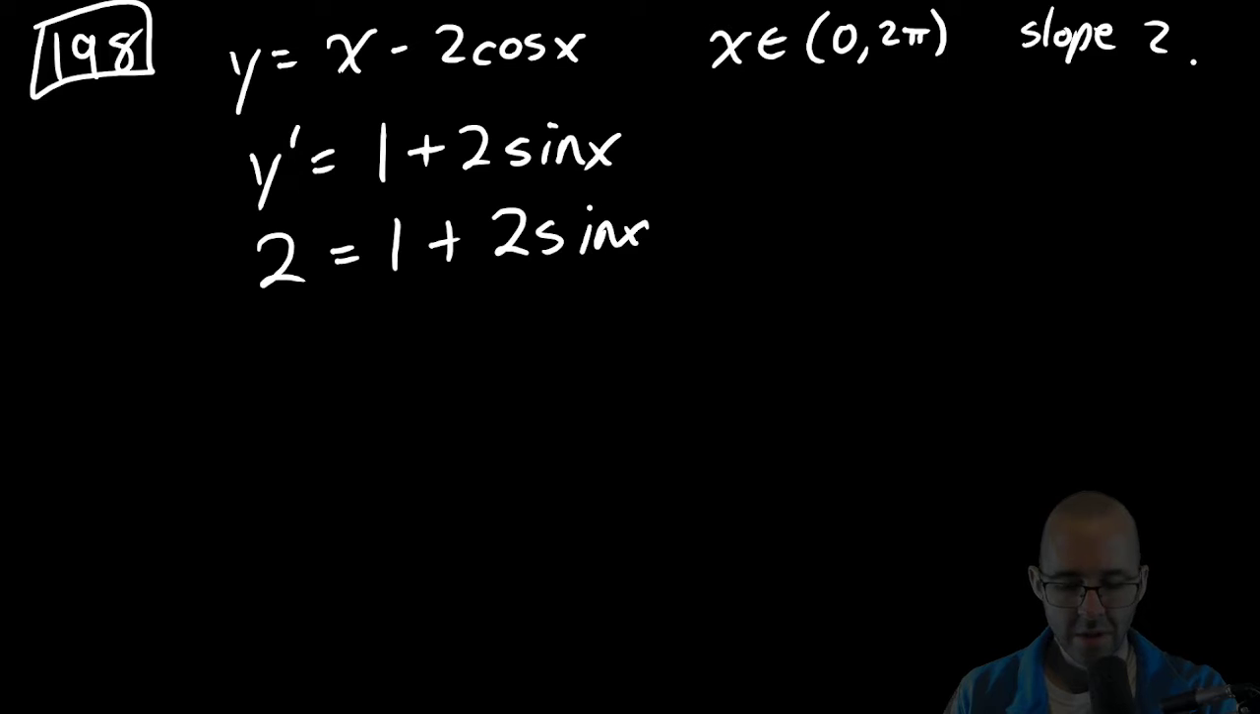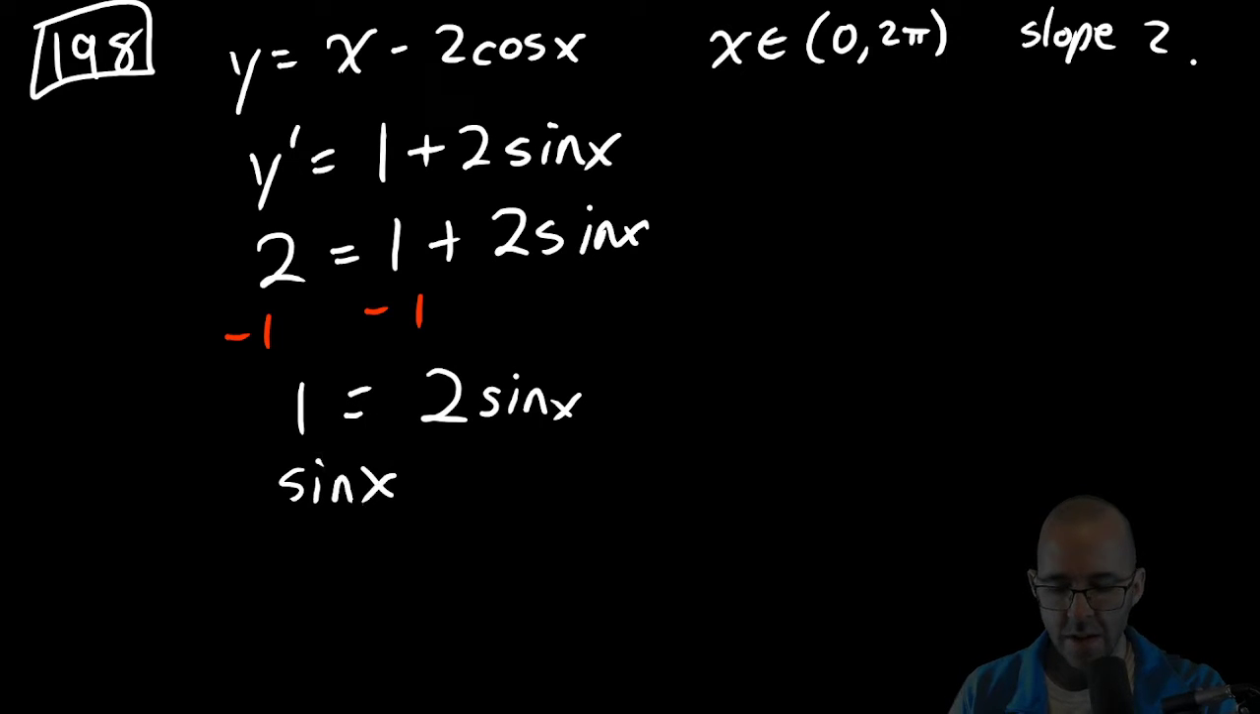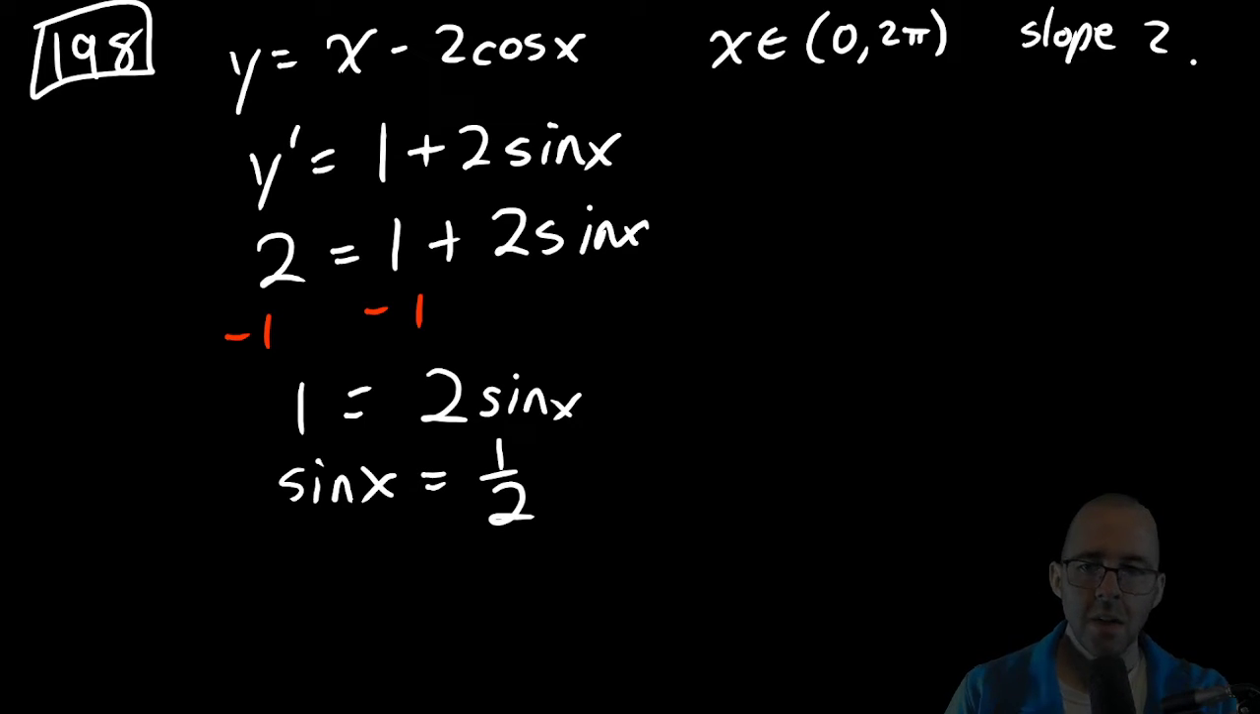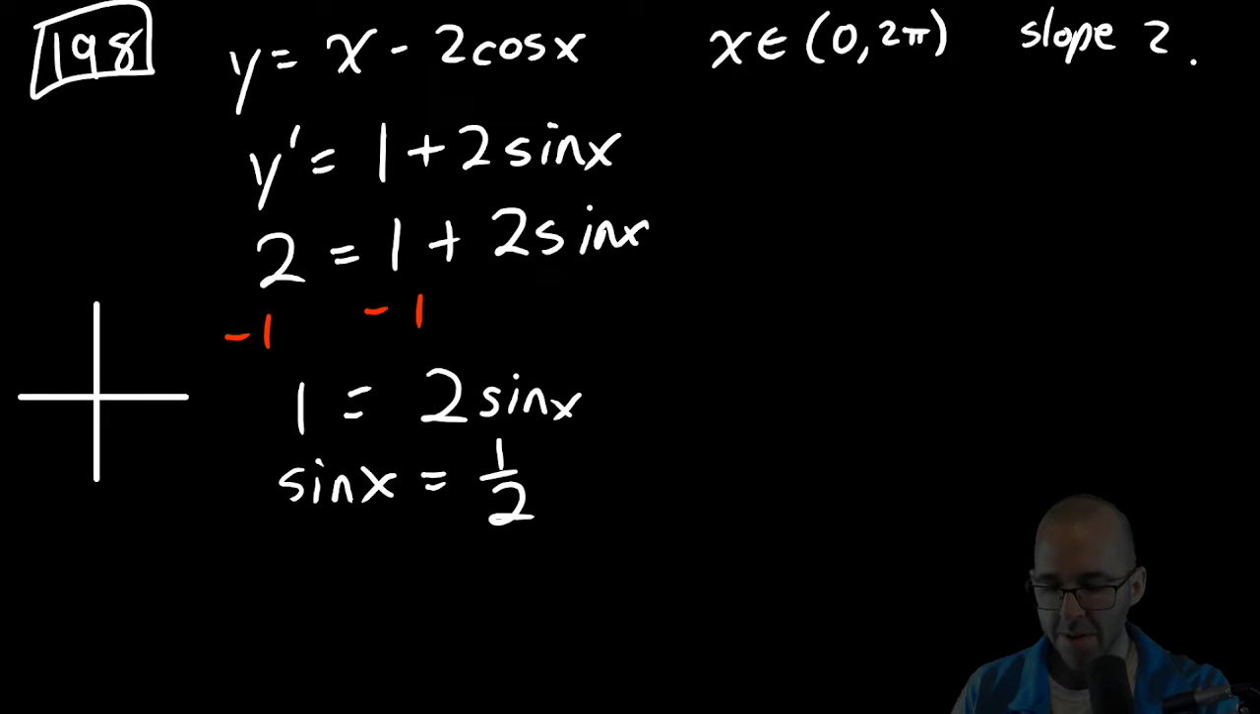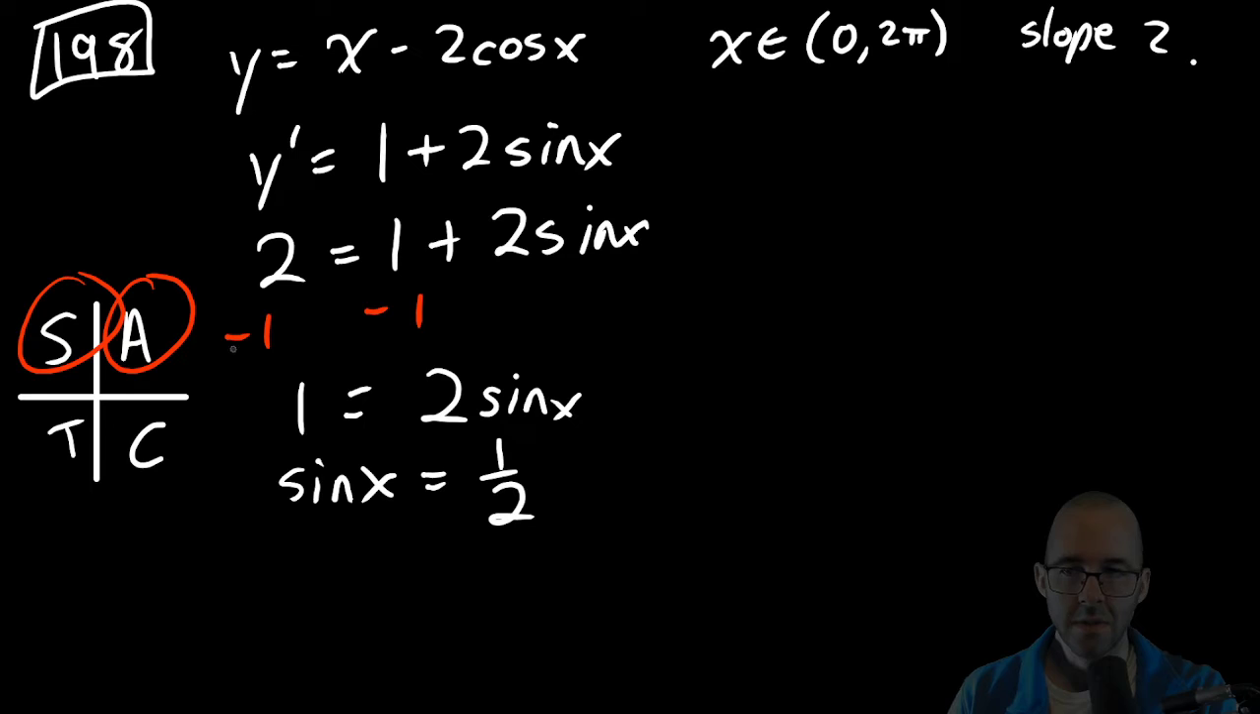Well, we get to, again, solve a trigonometric equation. Subtract 1 from both sides, and then divide by 2. This is when the sine of x is equal to 1/2. Remember, to solve trigonometric equations, you have to isolate the trig function, and then solving it from there is a little bit more complicated. So again, remember your all students take calculus. When is sine positive? Sine is positive in the first quadrant and the second quadrant. So there should be 2 answers in the interval 0 to 2 pi.